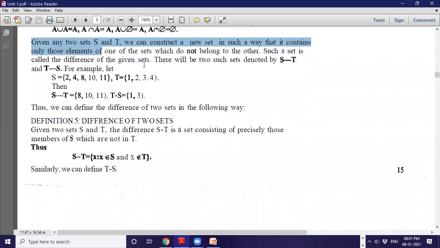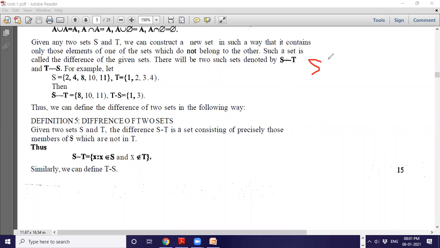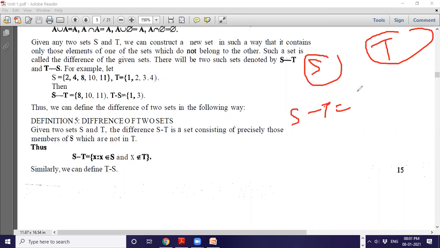Now, given any two sets, I'm moving ahead. Given any two sets, we can construct a new set in such a way that it contains only those elements of one of the sets which do not belong to the other. Then that is known as difference of the given sets, and represented by either S minus T or T minus S. अब ये क्या है? This is known as difference of sets. We have one set S, and another set T. Now S minus T क्या होगा? S minus T will be those X which X belongs to S, but X does not belong to T.